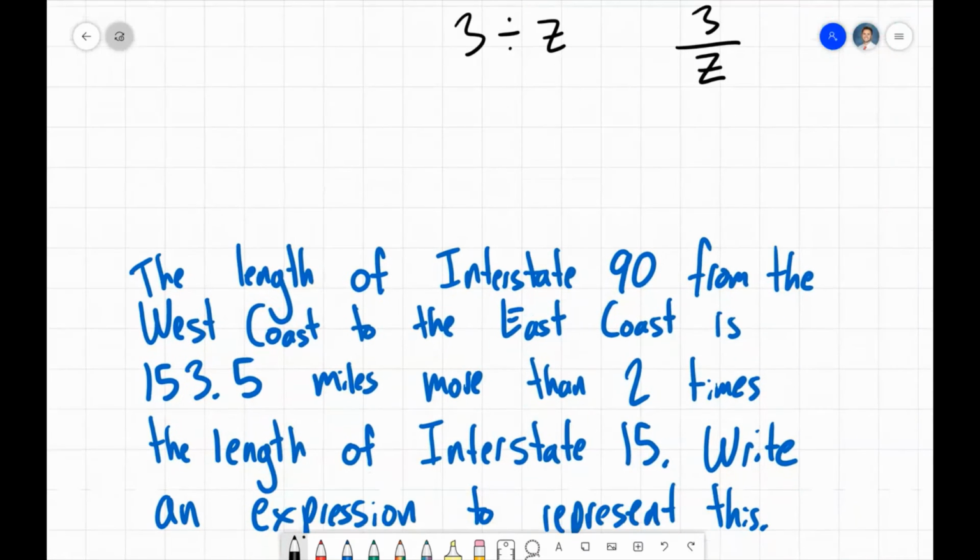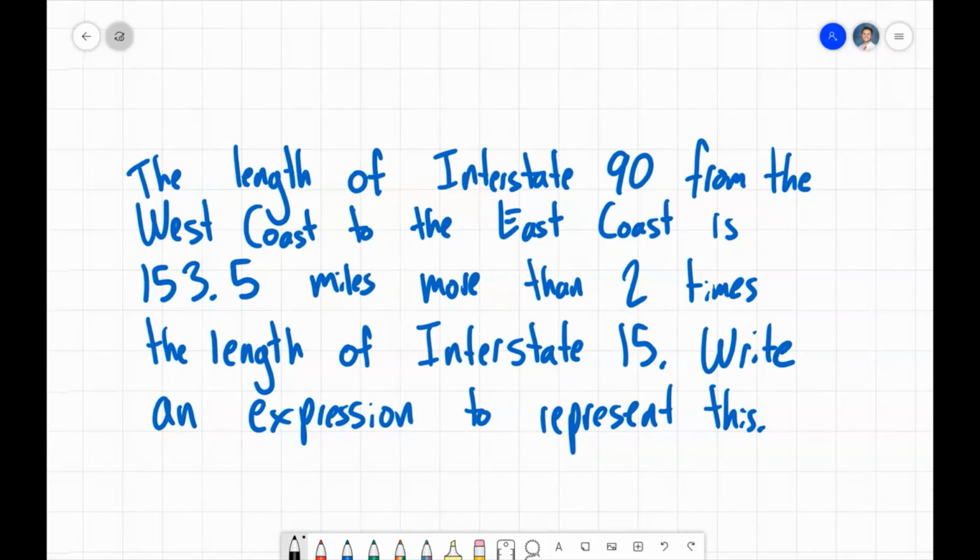Finally, a word problem for us here. The length of Interstate 90 from the west coast to the east coast is 153.5 miles more than 2 times the length of Interstate 15. Write an expression to represent this. Okay, so we need to think about this one because we have 153.5 miles more than, but it's more than 2 times the length of Interstate 15.